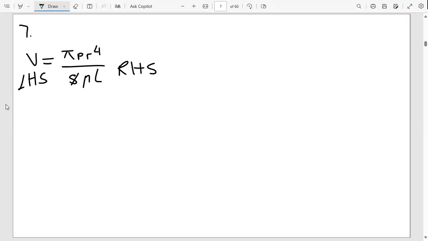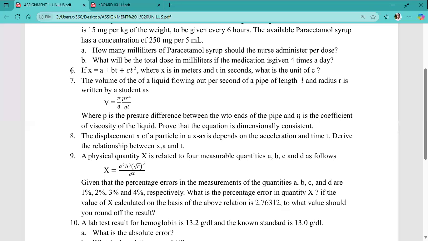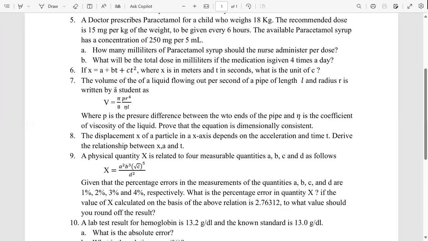So let's do that. We've been given volume on the left-hand side. Okay, so this is not just volume. Sorry, this is a volume flow rate, flowing out per second. So V is showing us volume flow rate. Then they've told us L is length, and R is also radius. So those two should have the same dimensions.